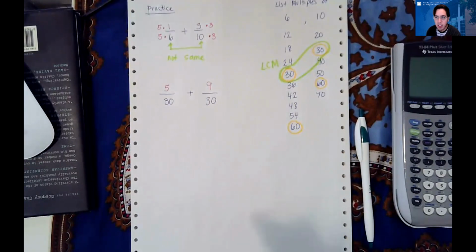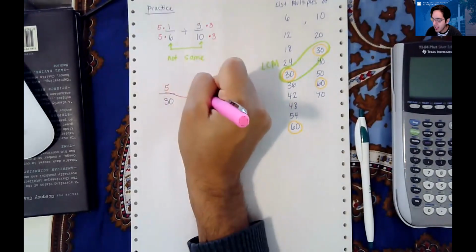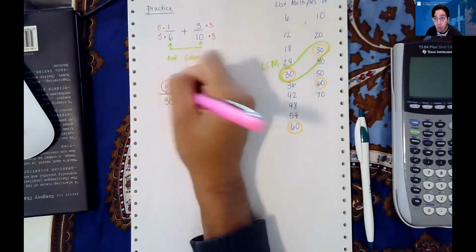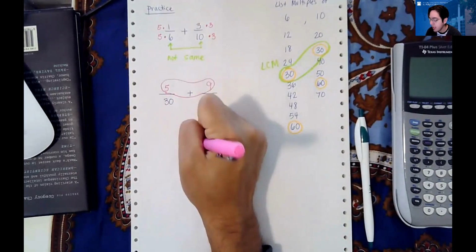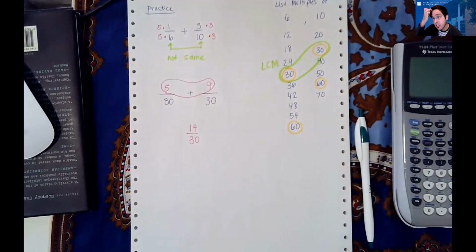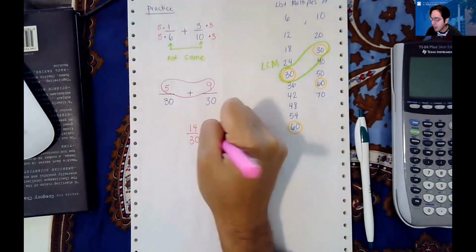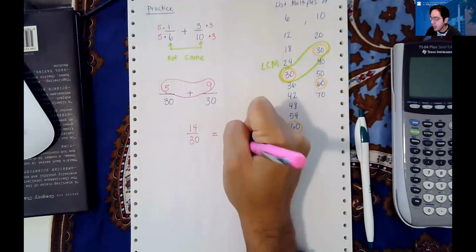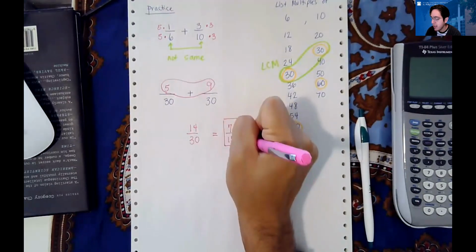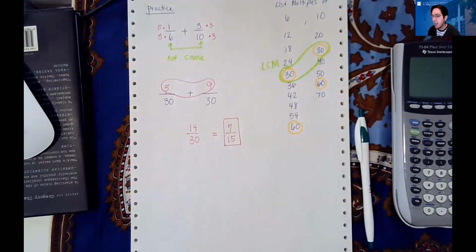No. Now that I have a common denominator, we're back to the land of adding with common denominators. So we're going to add the numerators, keep the common denominator. You worked so hard to get that common denominator. Let's keep it: 14 over 30. And just because we've run out of time, I will say that this reduces to 7/15. And I'll leave it to you to figure out why that is.